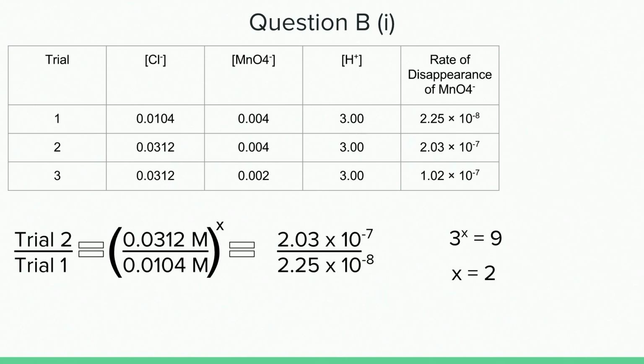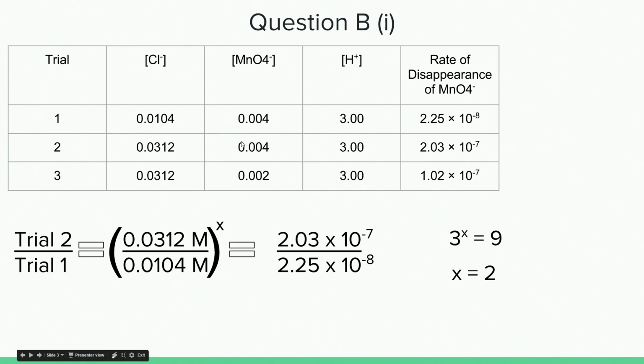Question B asks us to determine the order of the reaction with respect to each of the following. I transferred the table given on the sheet to the screen, as you can see. You need to find the exponent of the Cl minus. So you want to find two trials where the MnO4 is the same, but the Cl minus is different. As you can see, trials 1 and 2 have different Cl minus values, 0.104 and 0.0312, and the same MnO4 value. I would put trial 2 on top because this number is larger than this number, so we get a nice whole number.